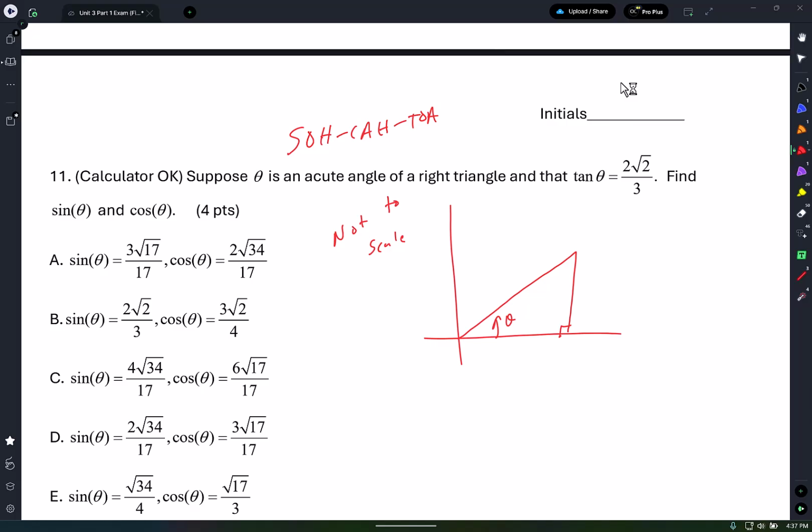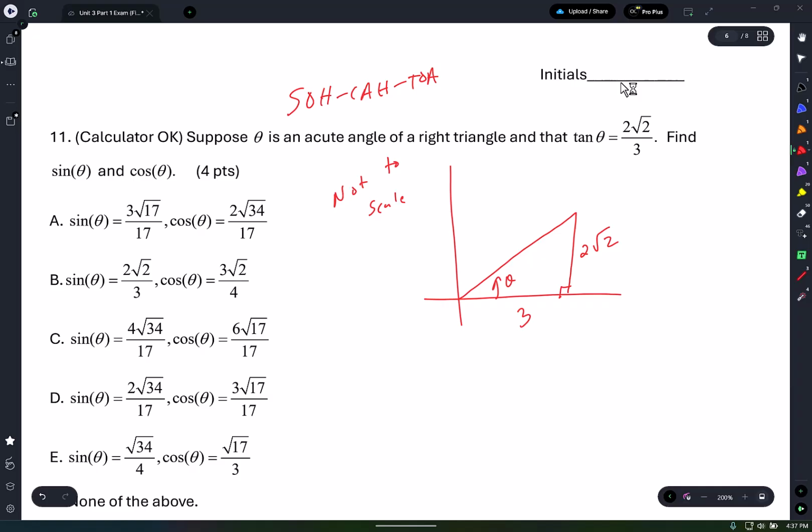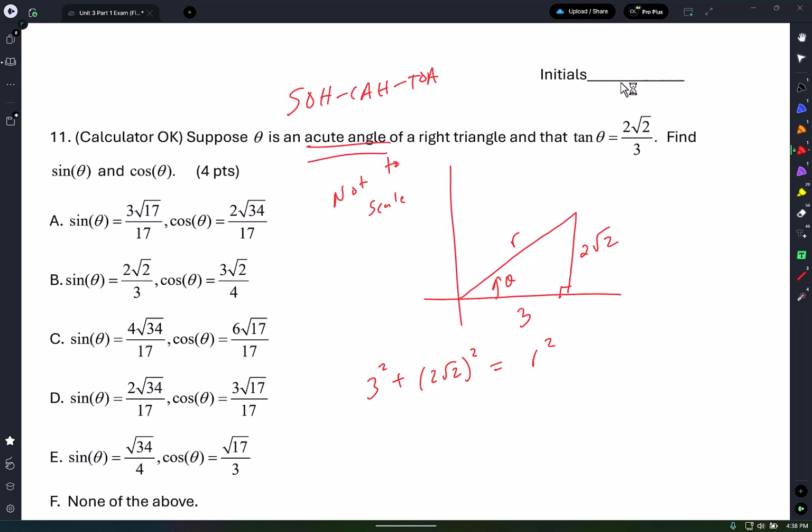Tan is opposite over adjacent. Here's my angle. 2 square root of 2 over 3. So here's what I want to see: 3 squared plus 2 square root of 2 squared equals r squared. It's acute. If it's acute, it's going to have to be in quadrant 1 because it's less than 90 degrees. Do you know what I mean? All angles in quadrant 1 are acute. It's not to scale. You could always just have drawn a triangle and done it without the grid.